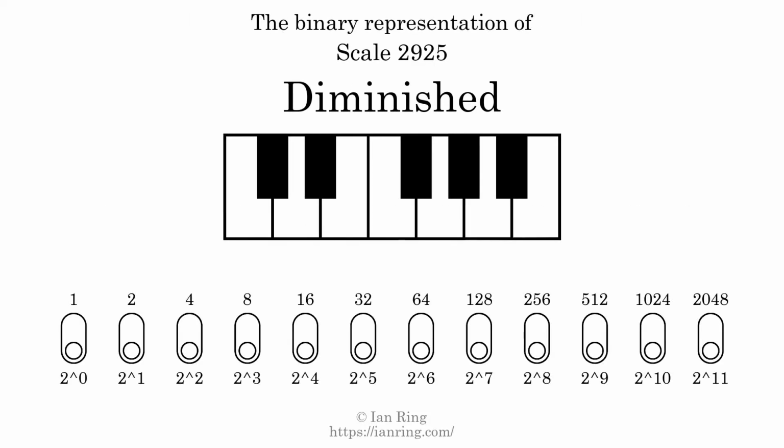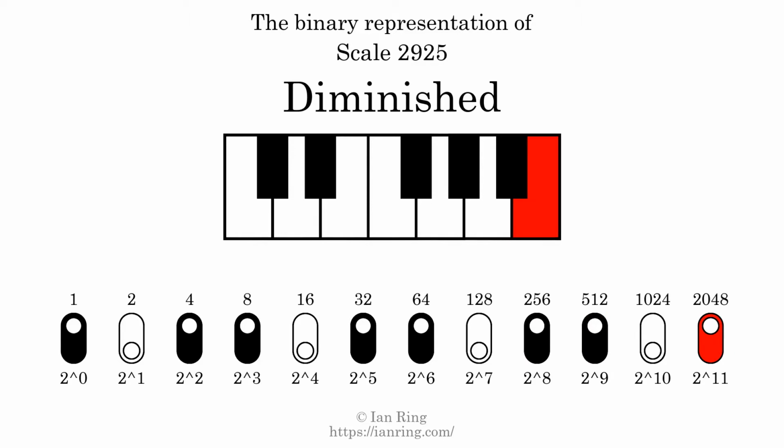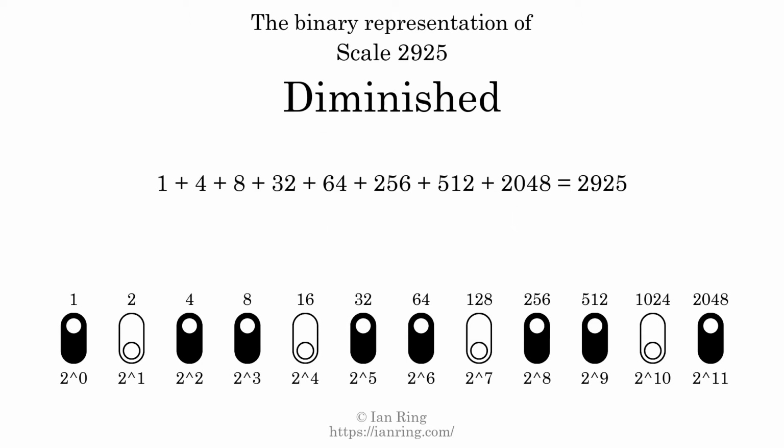The binary representation of this scale is determined by mapping tones of the scale to binary digits. Each binary digit represents a power of 2. To get the scale number, we add the powers of 2 together. The powers of 2 that are present in the scale, all added together, equals 2925.